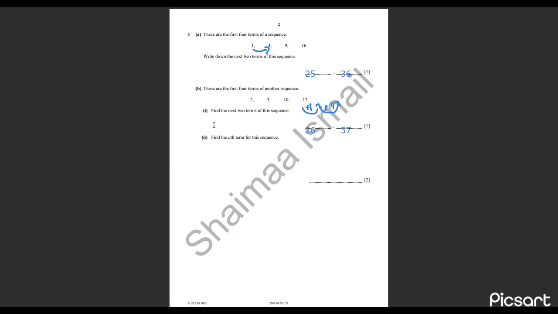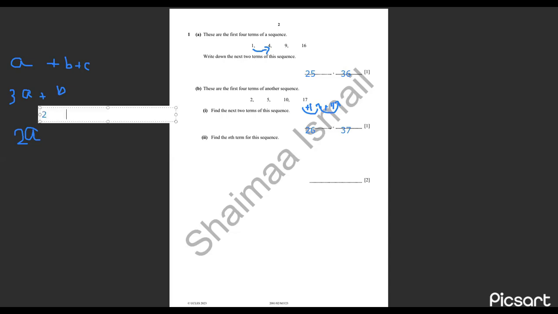Okay, find the nth term. If we want to find the nth term, we have to apply 2a, remember it, then 3a plus b, and a plus b plus c. Do you remember it? We started from the bottom, a plus b plus c like this. So the sequence is 2, 5 and 10.